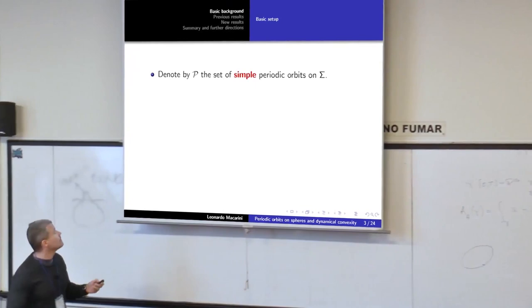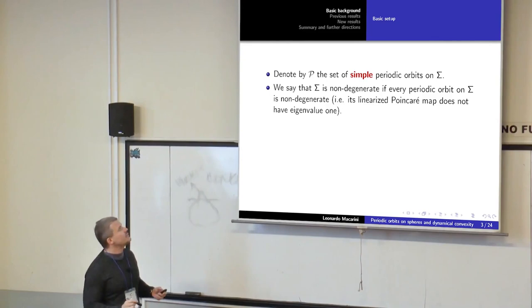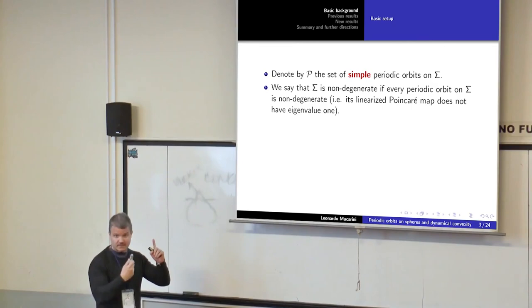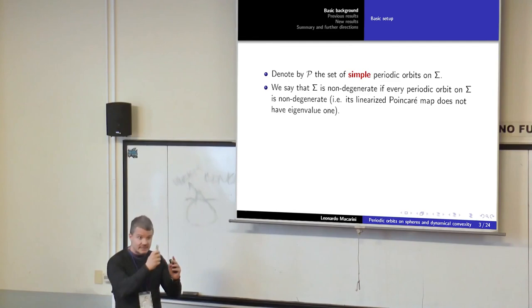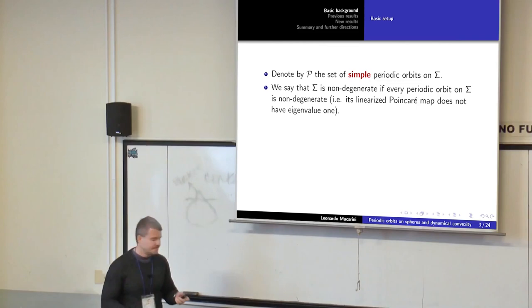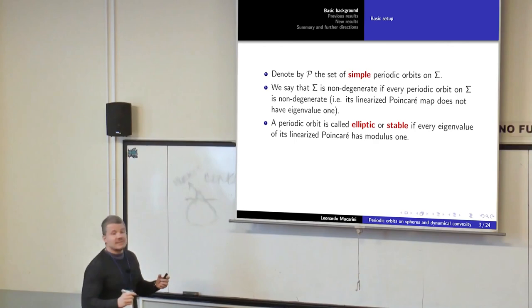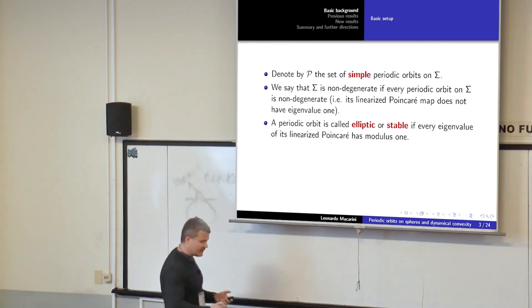We say that sigma is non-degenerate if every periodic orbit, including the iterates of simple ones, is non-degenerate. Non-degenerate means the following. It means that if you take the first return map, the linearized Poincaré map, the linearized first return map, it does not have eigenvalue 1. A periodic orbit is called elliptic or stable if every eigenvalue of its linearized Poincaré map has modulus 1.